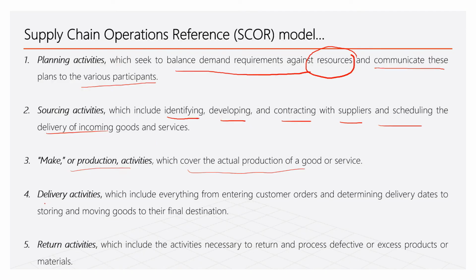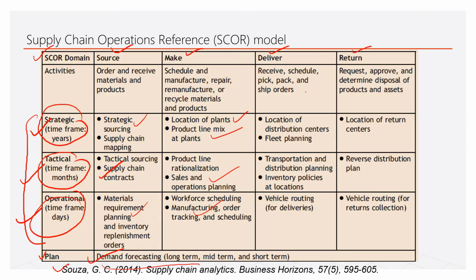If we come to the delivery activity, here we are doing everything from entering the customer order to delivering that order. So in the delivery perspective, what kind of decisions are we taking at a strategic level? That is, what the location of the distribution center should be, how our transportation will move, meaning how many vehicles we need, and what route they will adopt. So basically we are doing fleet planning.